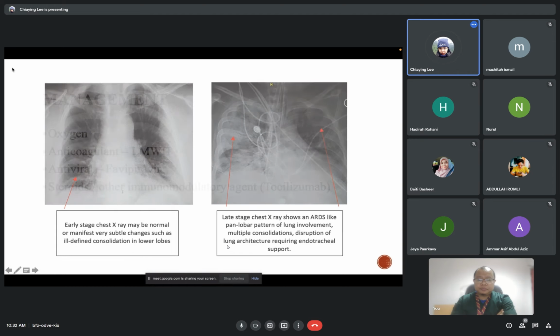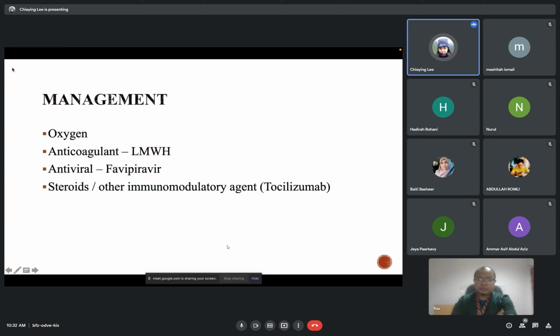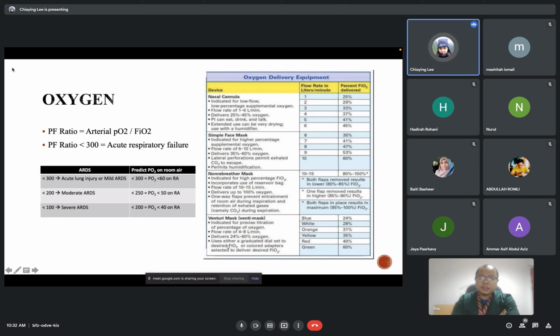Okay. So moving on to management, we essentially give the patient oxygen because most of them are hypoxic, anticoagulant because COVID illness makes you prone to DVT and all. Antiviral, we mainly give during the viremic phase that I mentioned earlier, and steroid, we need to suppress the body's immune response. Okay. So first I'll start.